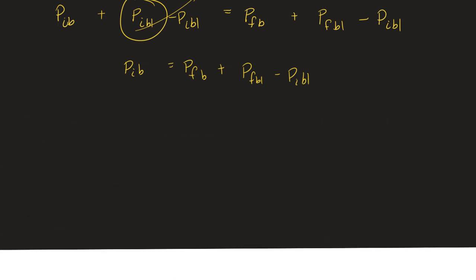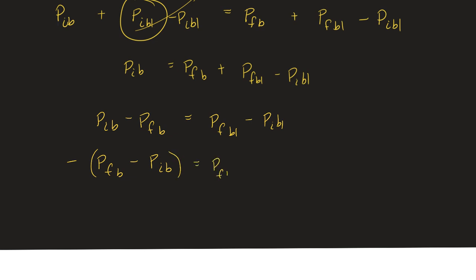Gonna keep going. I'm gonna subtract this from both sides now. So I'll get P initial bullet minus P final bullet equals P final block minus P initial block. All right, final step. I want to swap those so it's final minus initial. Factor out the negative, P final bullet minus P initial bullet equals P final block minus P initial block.